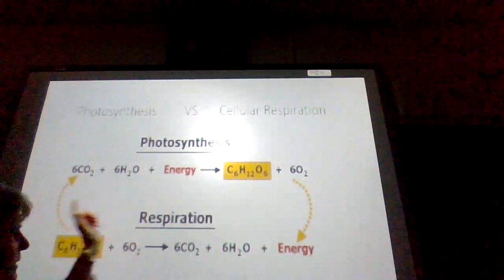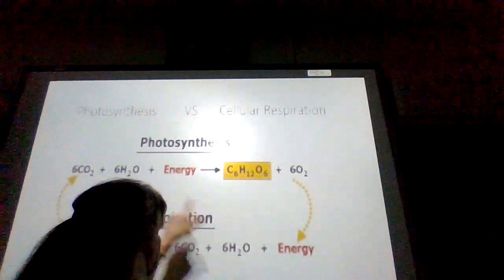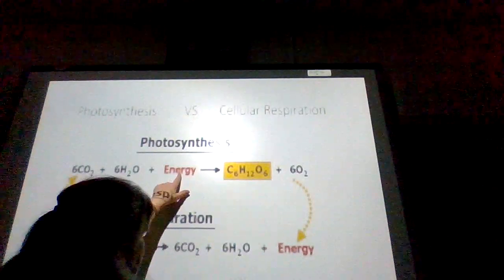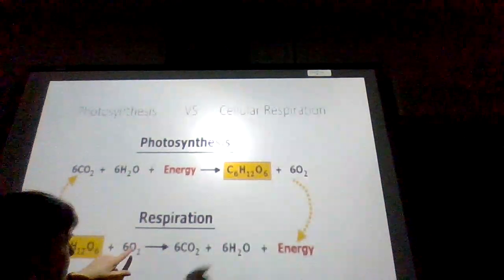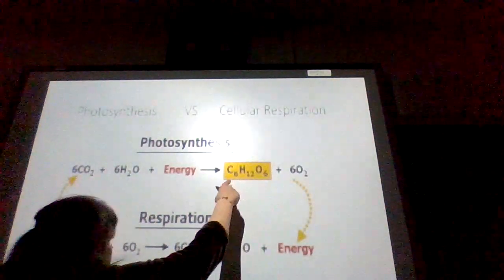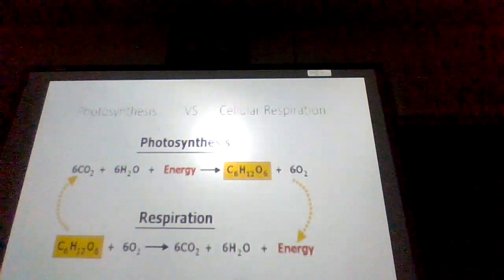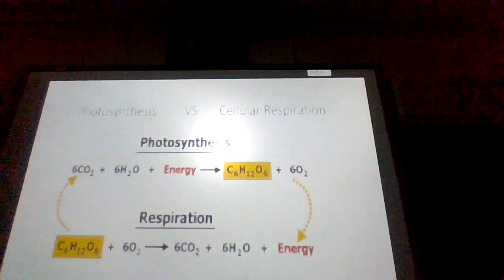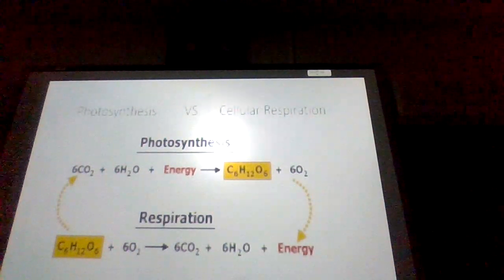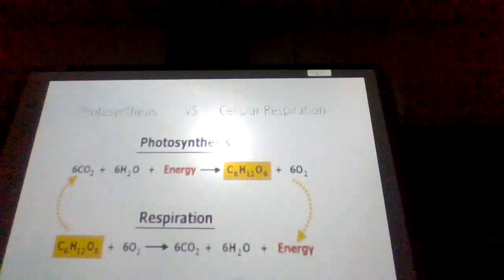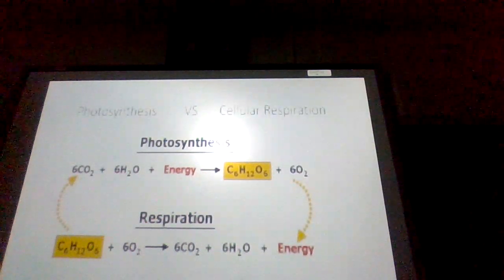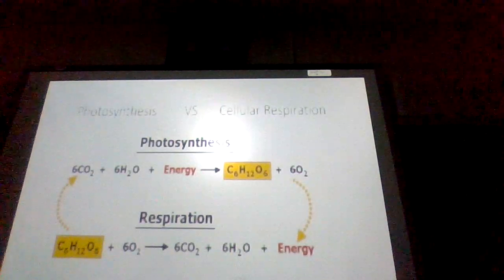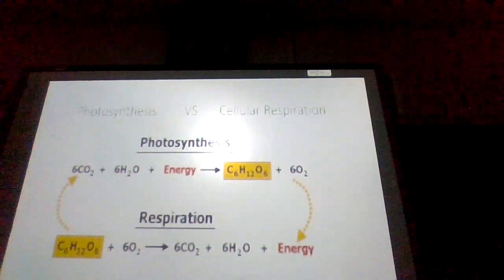Well, if you come down here, you're going to see it's the exact opposite. Energy, energy. Water, water. CO2, CO2. O2, O2, and glucose. So again, you do need to know at least one of these equations and understand that the other process is the exact opposite. And again, energy is a key component here because energy has to go into the system in order for it to happen.